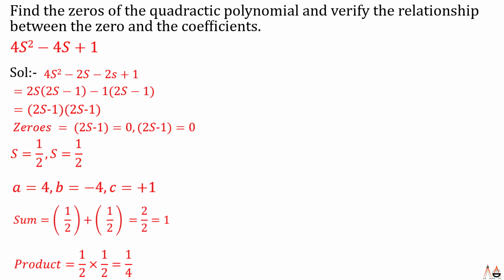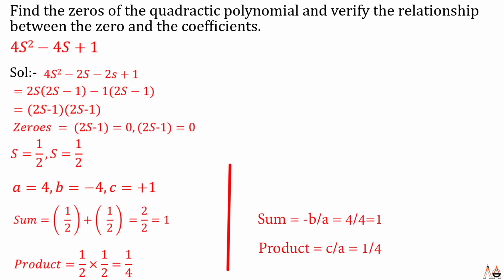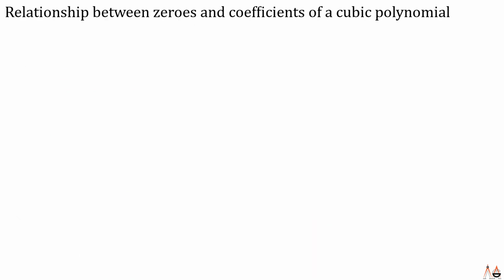In fact, if we want to verify the sum to be 1, then we just look at minus b over a in the equation 4s squared minus 4s plus 1, which is given by minus of minus 4 divided by 4, and that gives us 4 divided by 4, and that equals 1. And the product is equal to c by a, c being 1 and a being 4, so we get 1 by 4. So hence we can verify that.